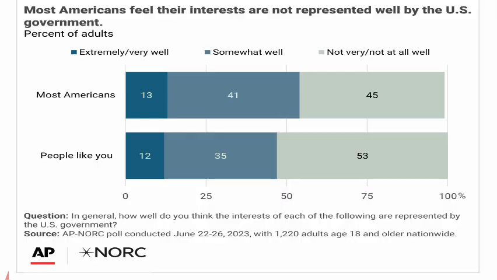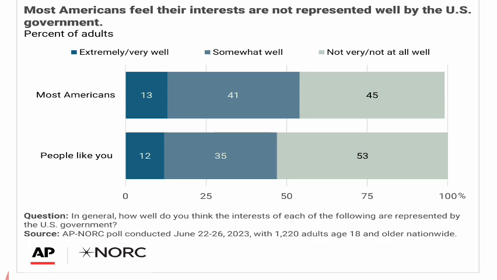You see the same sentiment here in this more recent poll from 2023 that was conducted by the Associated Press, but in tandem with the nonpartisan polling group at the University of Chicago. It's asking the question: do people feel like their interests are represented well by the United States government? And most Americans, 45%, say not very well or not at all well. The other 41% say somewhat well. Only 13% feel like the government is representing the interests of the people.